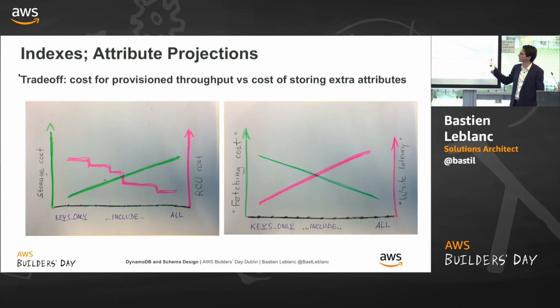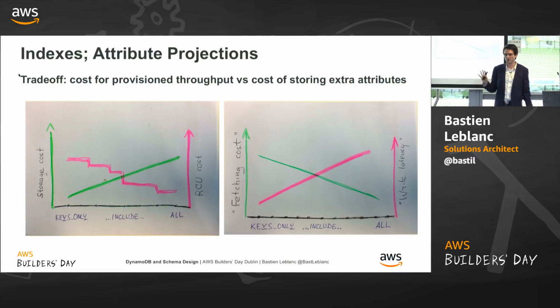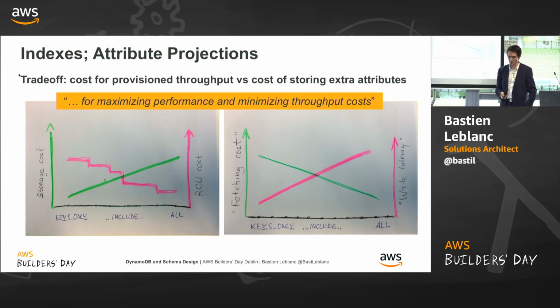And the other side of the chart is to talk about fetching cost and writing cost. That probably makes sense for a lot of you who have used databases before. If you have more data to write, then the cost is higher. But you get less fetching cost because you have everything in your index, in your GSI, so you don't need to query the table again and do a longer, more expensive fetch. Again, maximize performance and minimize throughput cost. That's all you want to do.